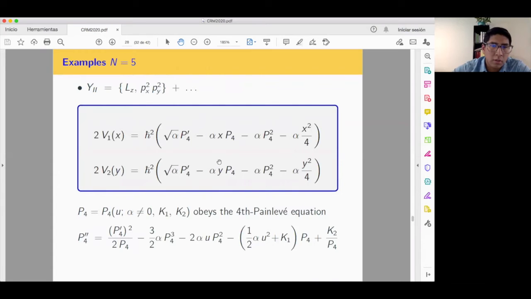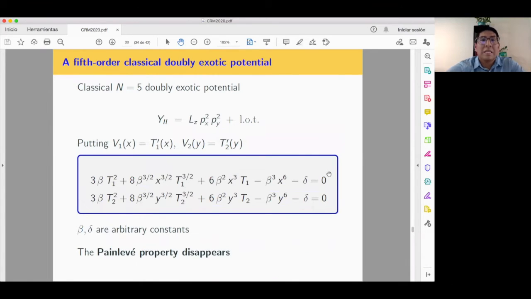So let me go back to the quantum case. In the quantum case, the potentials are expressed in terms of Painlevé transcendents. So of course they have the Painlevé property. But in the classical case, already this property disappears. We conjecture that this is not an artifact of n equals 5, but a generic property of classical systems, that any doubly exotic potential for arbitrary order of the integral will be determined by equations without the Painlevé property. So this is one of the conjectures.